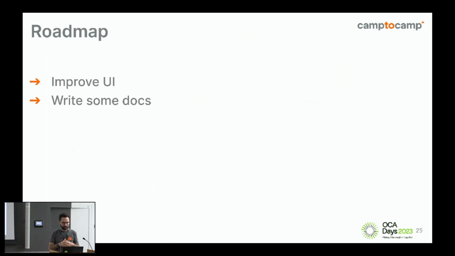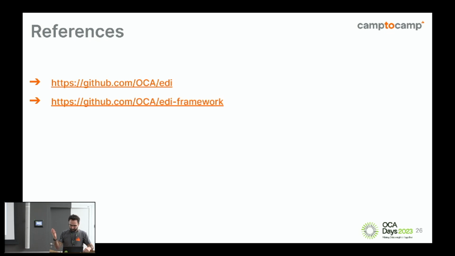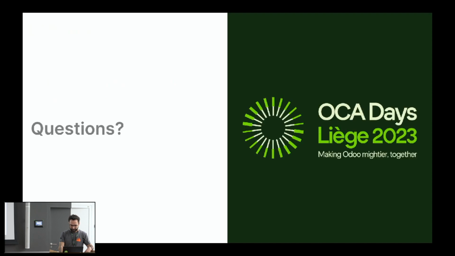So quickly about the roadmap: improve the UI, especially for the configuration, making it a little bit easier to customize without having to know how it works under the curtains. And for the same reason, write some docs. Here are the references, EDI and EDI framework repositories. And that's all, so I'm open for questions.